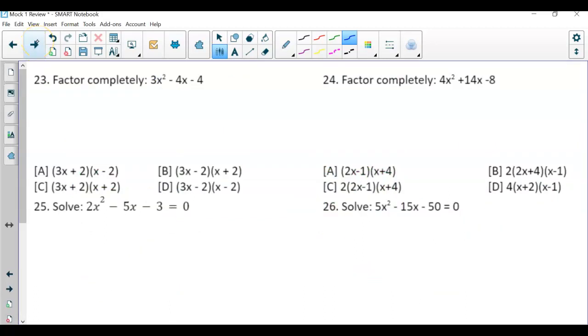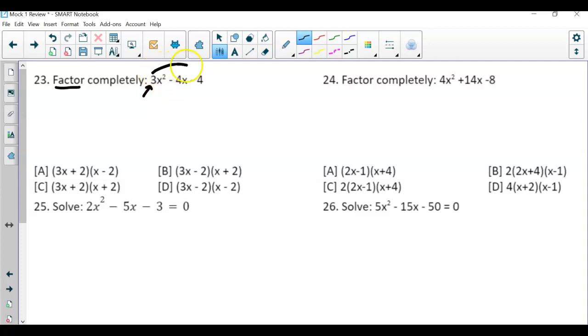Now, question 23. Notice we're just factoring, right? So we're not solving, we're just factoring. So no need for changing signs, setting equal to 0, nothing. Notice how our A is greater than 1. It's 3, so I can't go straight to the table. But first, can I divide by a common factor?